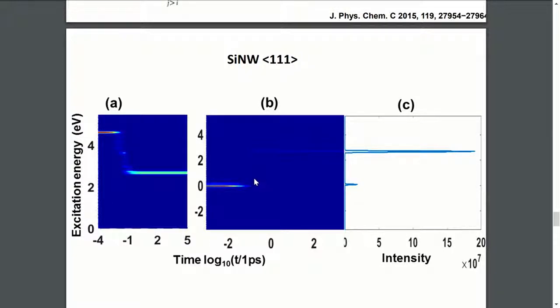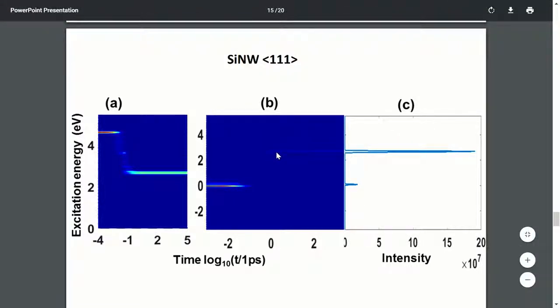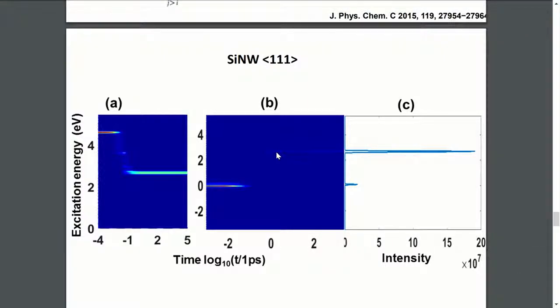And this is the time-resolved photoluminescence spectra. Here we can see this is at 0. These are artifacts. Keep it. And this is the HOMO-LUMO transition, the above one, at around 3, I think, electron volts. And the rightmost panel is for the time-integrated photoluminescence spectra. We can see these features are related to the time-resolved ones.